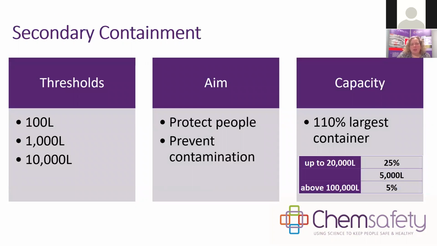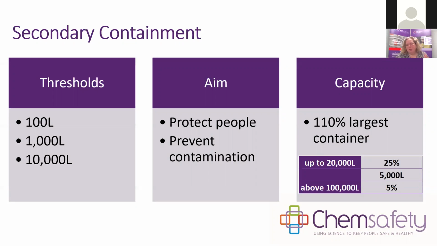Secondary containment is best practice anyway, and we see scattered throughout the Part 13 requirements that there is control for spillage required, so that comes in at a lower threshold. Your local council plans may also have something to say on the containment capacity of secondary containment. The purpose of this is to protect people and to prevent contamination, so your secondary containment system needs to protect people and prevent contamination of the substances.